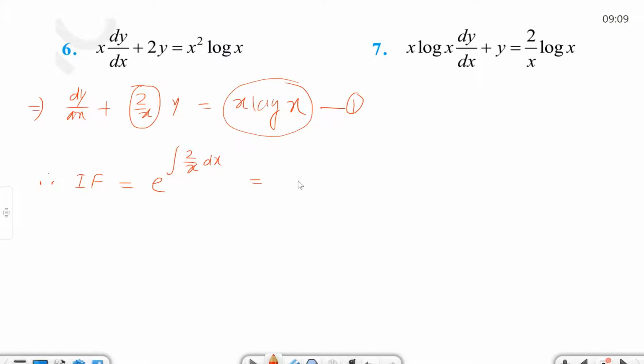dx is equal to e to the power 2... The integral of 1/x is log x, and that is equal to e to the power log of x square. e to the power log is there, so simply the expression is x square. So the integrating factor is x square. Now multiply the integrating factor on both sides.